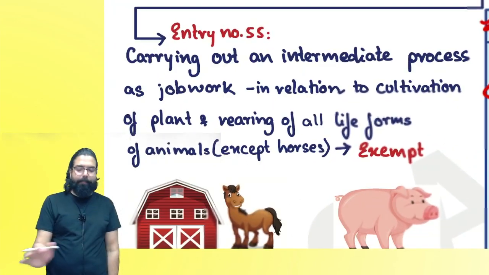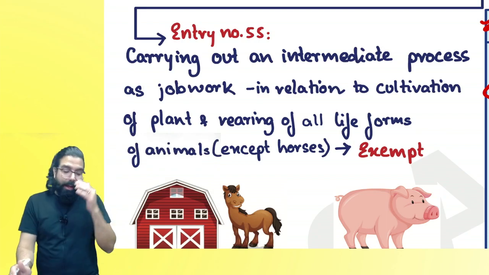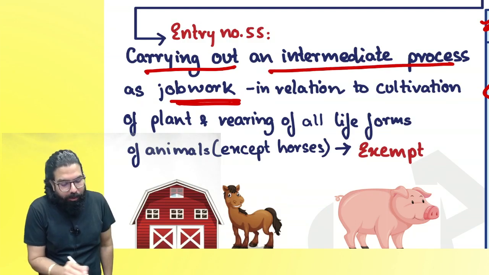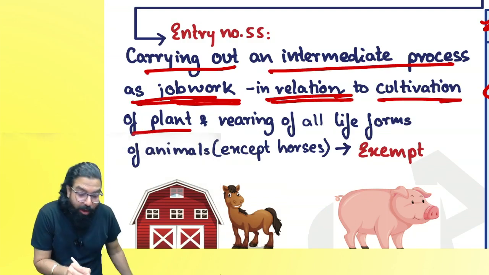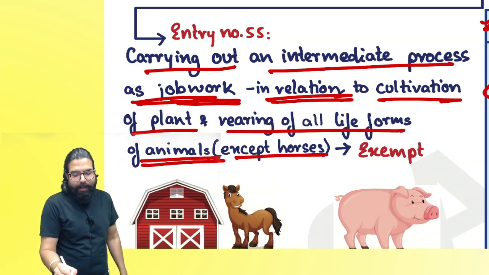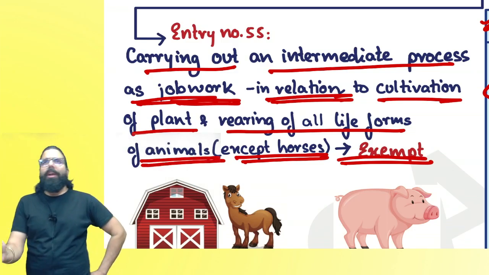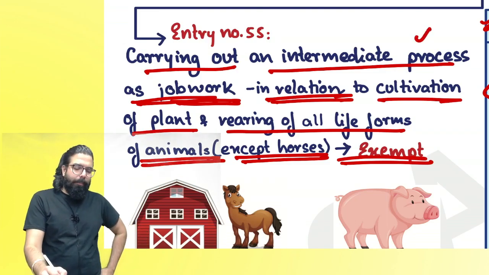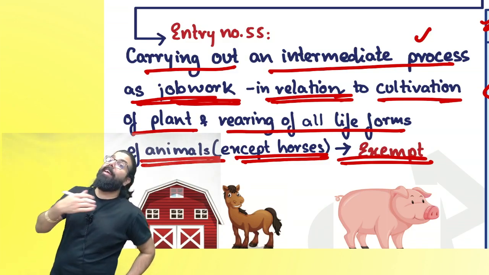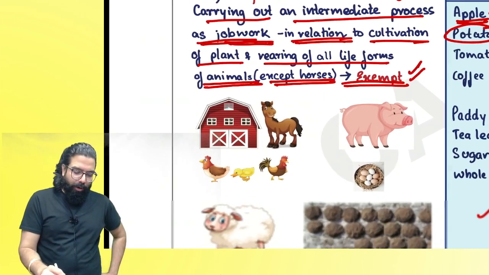One point we have on the left-hand side. All the intermediate processes, like trending, cutting, pruning, and so on, if done through job work also, that job worker will not charge any GST. Carrying out an intermediate process as job work in relation to cultivation of plants, or rearing of life forms of animals except horses, will always be exempted. So if I do any intermediate process for cultivation of plants or rearing of life forms of animals as a job worker, I will charge my job work charges. On that also I will not charge any GST. It shall always be exempted.